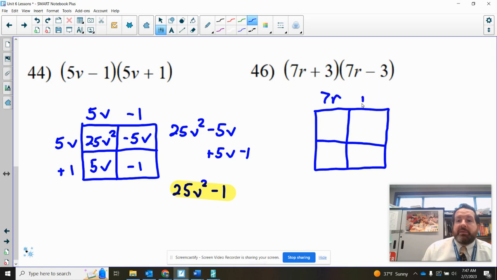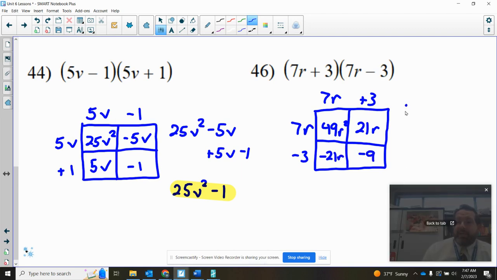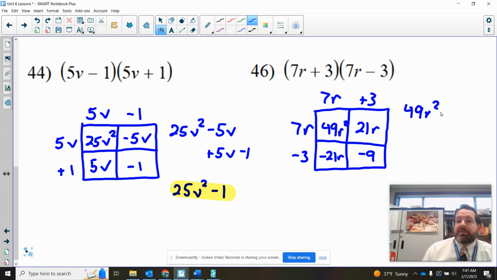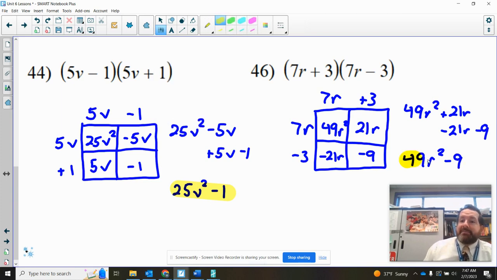So a 7r with a plus 3, a 7r with a minus 3. It's going to be 49r to the second, a plus 21r's, minus 21r's with a minus 9. So putting it all together, 49r squared plus 21r's minus 21r's minus 9. Those go down to 0, leaving us with 49r squared minus 9.